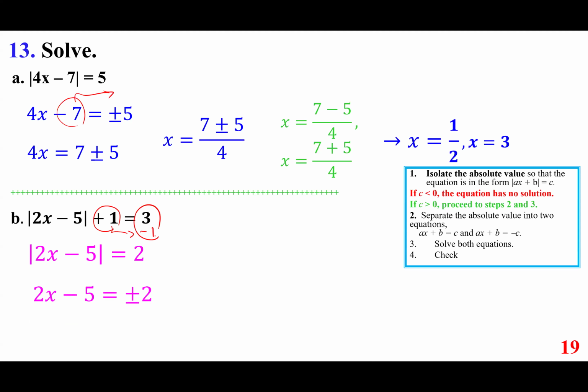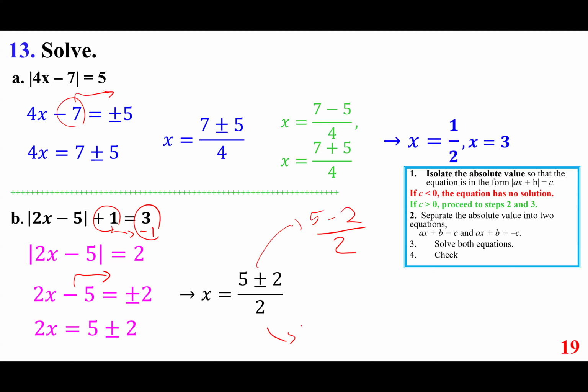2x minus 5 is plus minus 2. Move negative 5 to the right, make it positive, and divide by 2. Five minus 2, 3/2. 5 plus 2, 7/2. And we are done.